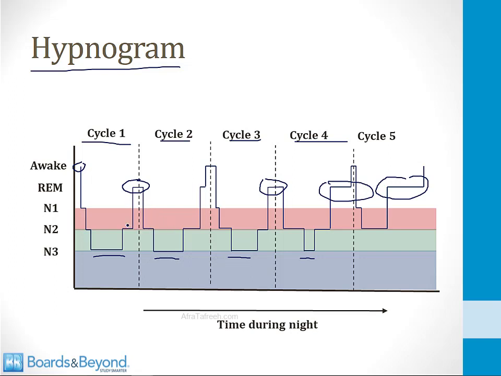Notice also that among all the stages, the most time total is spent in N2. If you sum up all these times that the person spends in N2, that's about 50% of your sleep time. And that's why, as I told you before, N2 is where you spend the most time during the course of the night. So these are all normal features of normal sleep physiology, but they're the kind of thing they'll ask you about on your board exam.